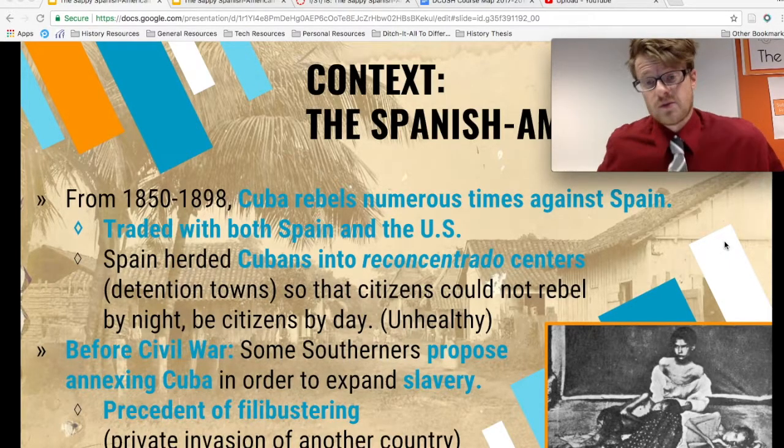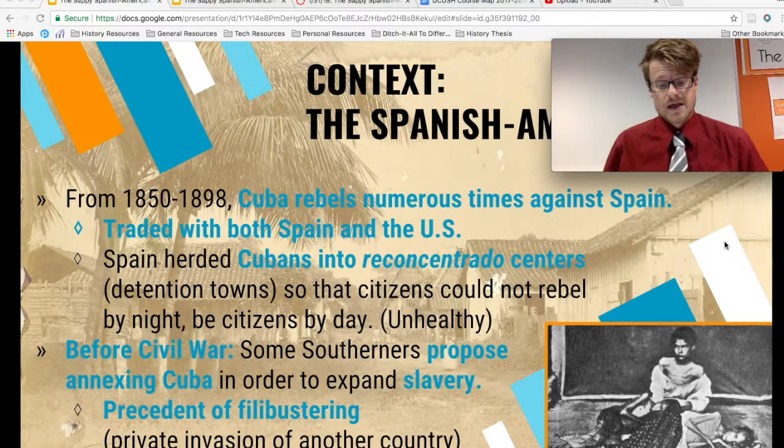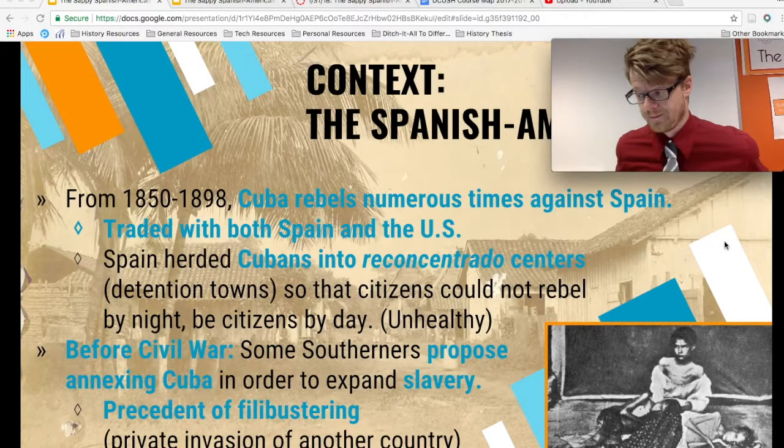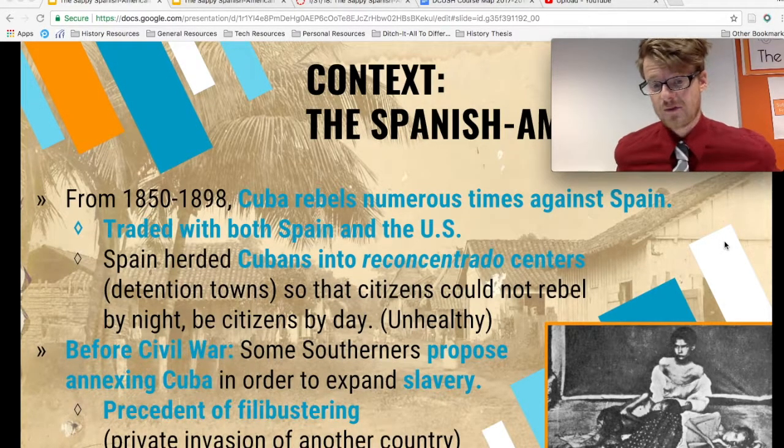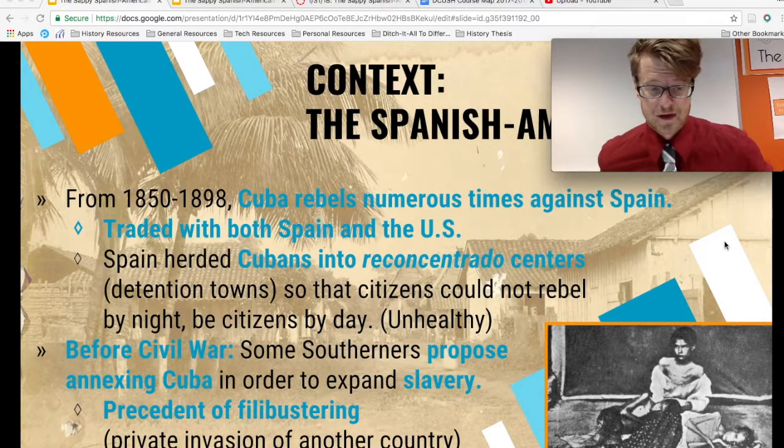Now, in the U.S., what's going on with Cuba is that before the Civil War, you started to hear some ideas being tossed around by Southerners that the United States should expand and take over Cuba. Now, this was proposed both in a slavery sense before the Civil War, and then afterwards, kind of in a manifest destiny way of thinking.